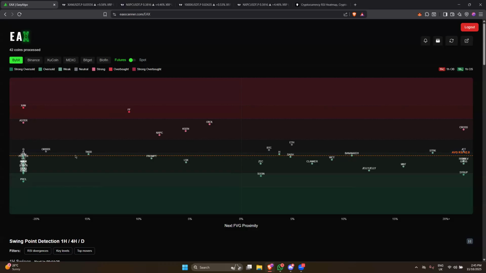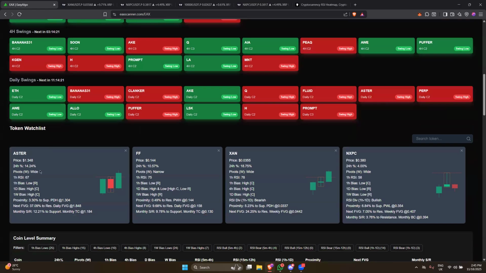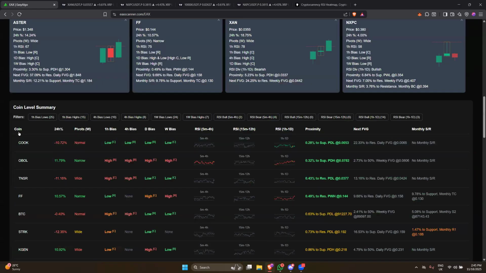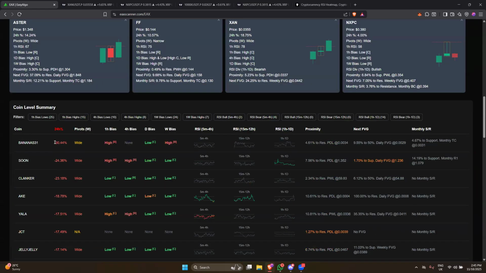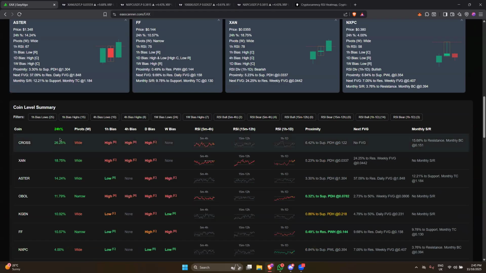But alternatively, if you do find any tokens in these corners that have moved, you can click on it here, have actually had the largest movements.